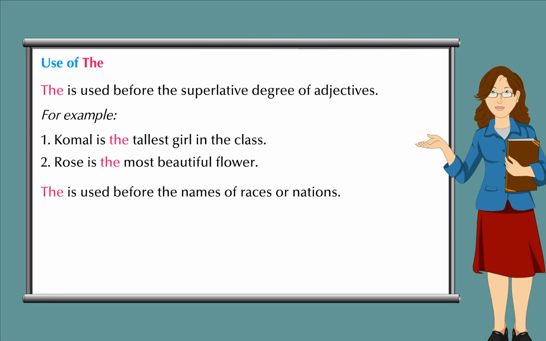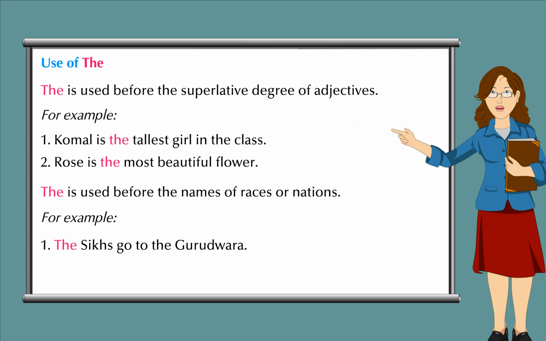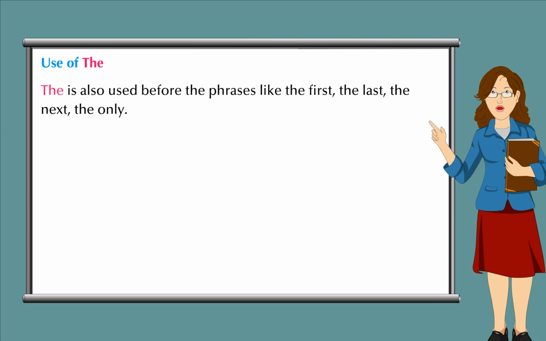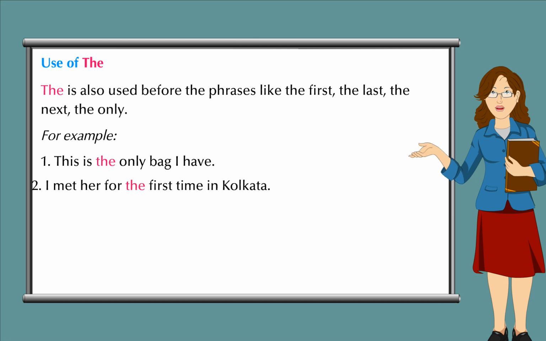The is used before the names of races or nations. For example, number 1. The Sikhs go to the Gurudwara. 2. The British defeated the Mughals. The is also used before the phrases like the first, the last, the next, the only. For example, number 1. This is the only bag I have. Number 2. I met her for the first time in Kolkata.